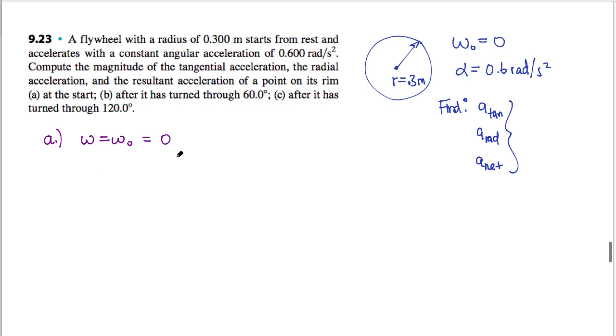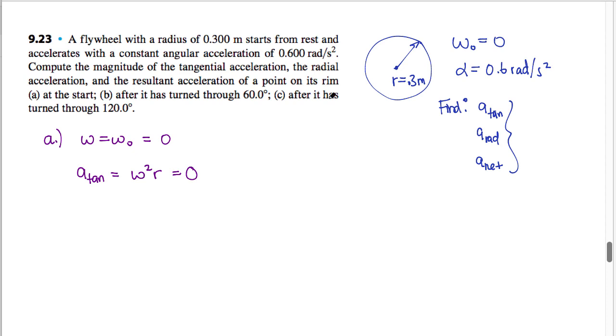So how do we find all of these? Well, we can choose any way that we want to. Let's do the one that we know that relates to omega. So a tangential that we just found is equal to omega squared r. And since omega is 0, that means my tangential acceleration is 0. Is that correct? The answer is no. You have to be very careful here. This is a common mistake.